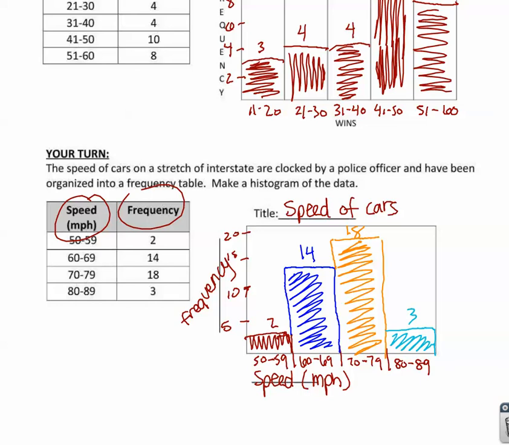If you need to use different colors to help you, that is perfectly fine. Again, make sure you label the top of your bars as well, so you know what it is, your teacher knows what it is, and there's no confusion.